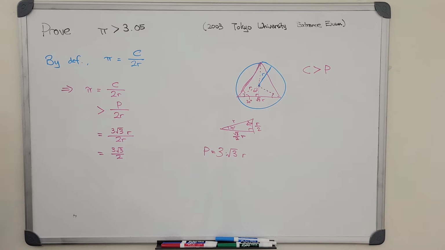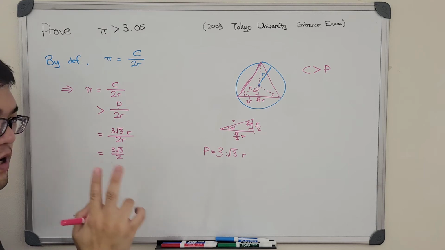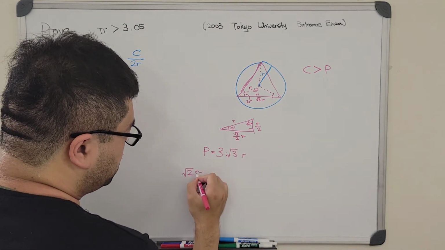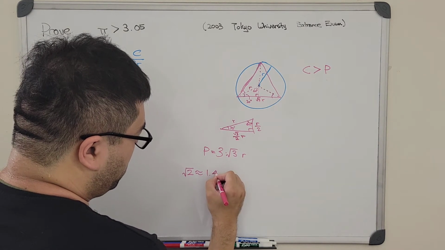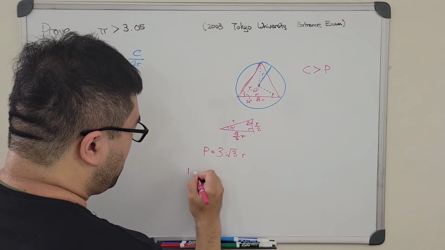Good. So how do we show that? Well, now we need to know some of the values. So we have to know the following. Radical 2 is roughly 1 point... Well, I'm going to do it this way.